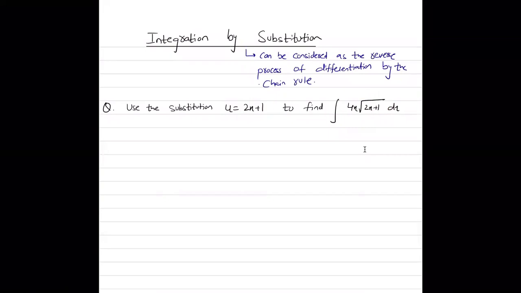To begin with, if u is equal to 2x plus 1, what is x going to be equal to? If I make x the subject, would you agree that x is going to be (u minus 1) upon 2? Good. Yes. And since I need to replace dx as well, I need to find du with respect to dx, and the differentiation of 2x plus 1 is going to be 2. So dx is basically du upon 2.